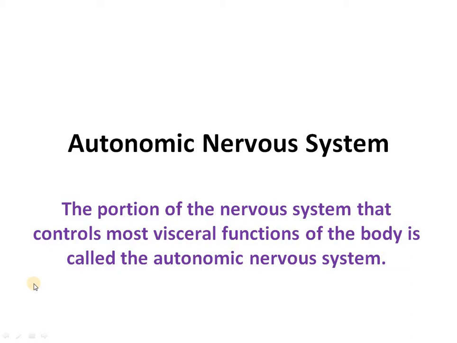So in this lecture I will discuss the autonomic nervous system. The autonomic nervous system is the portion of the nervous system that controls the functional activities of the different visceral organs of our body, and it controls them automatically.